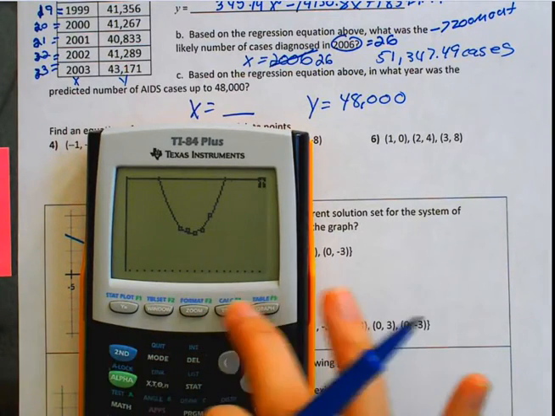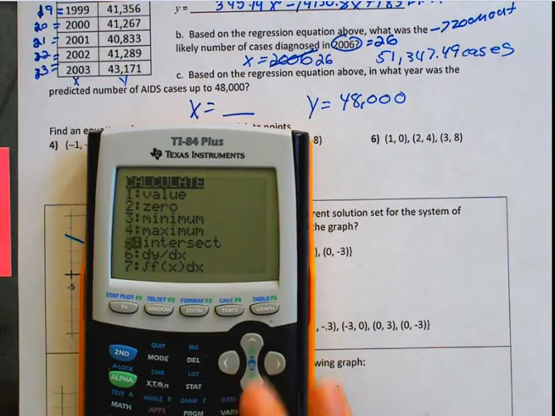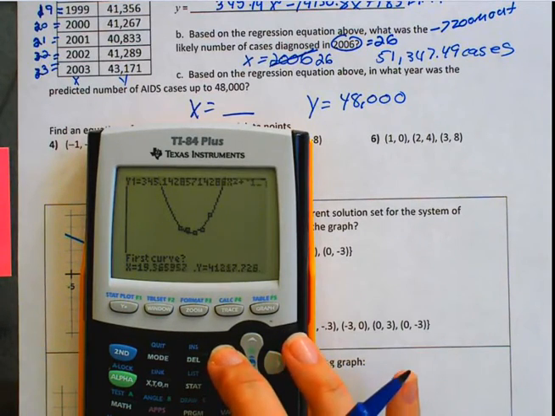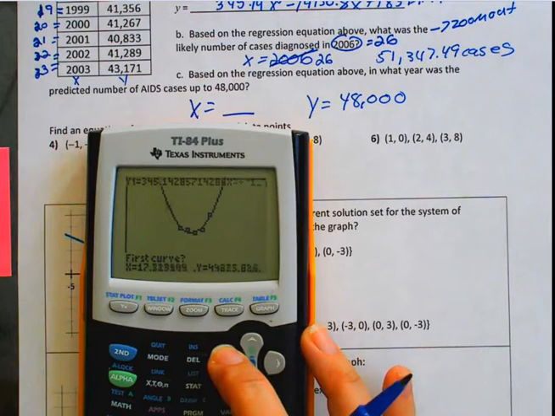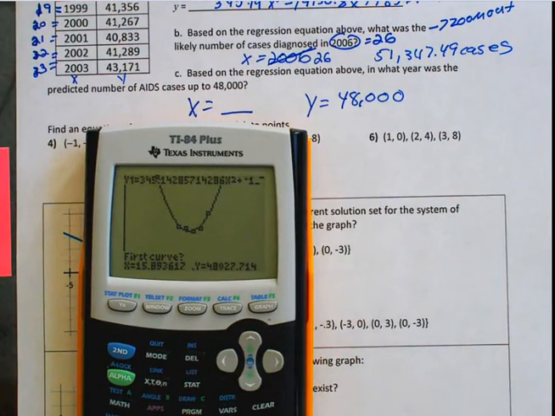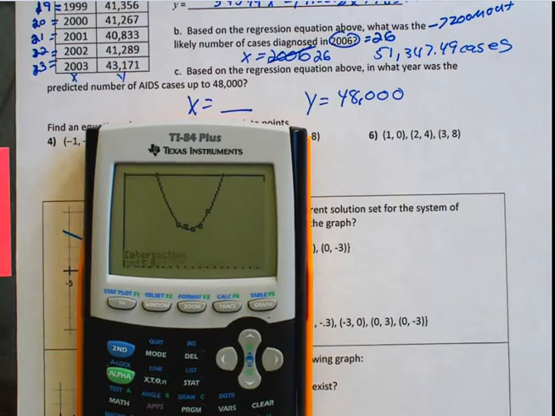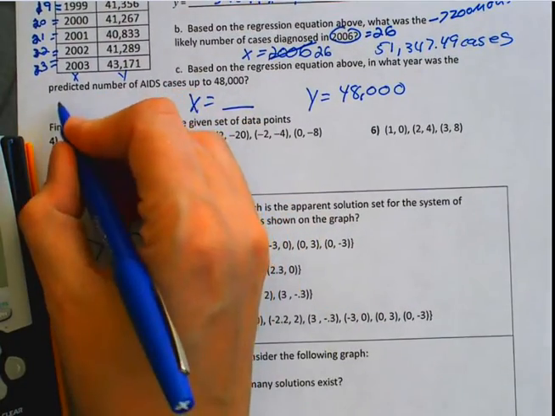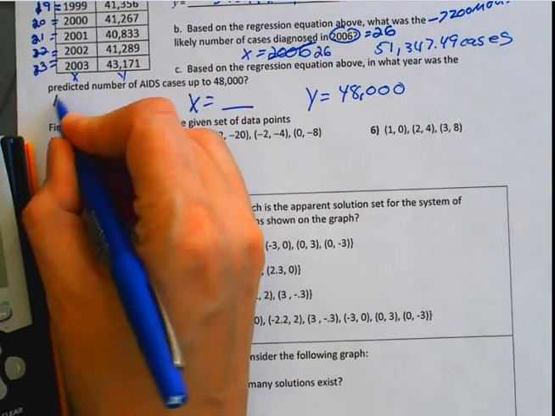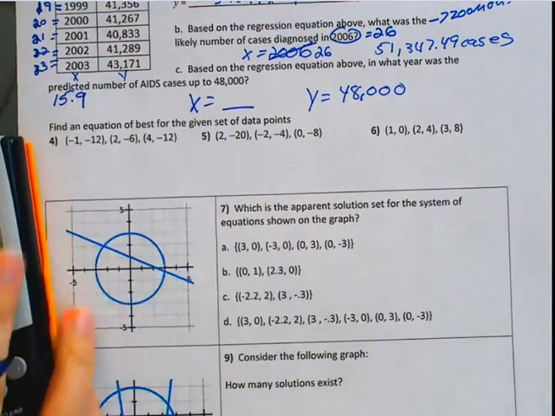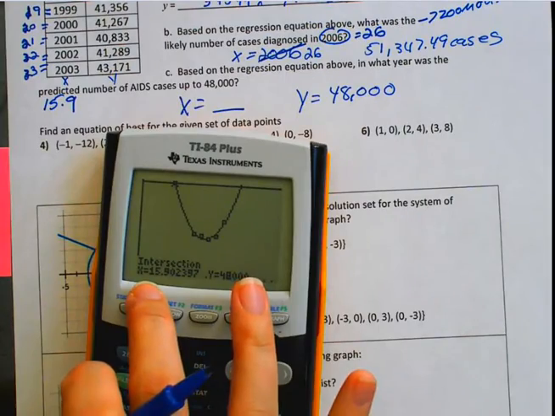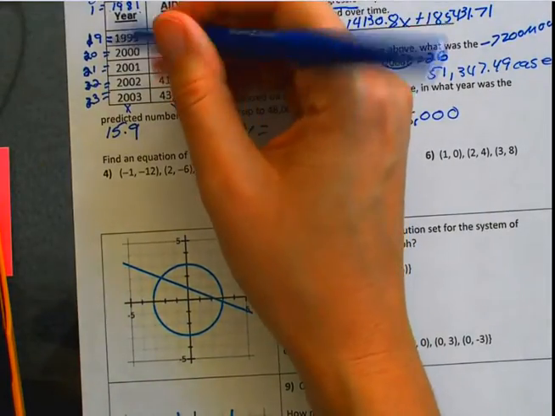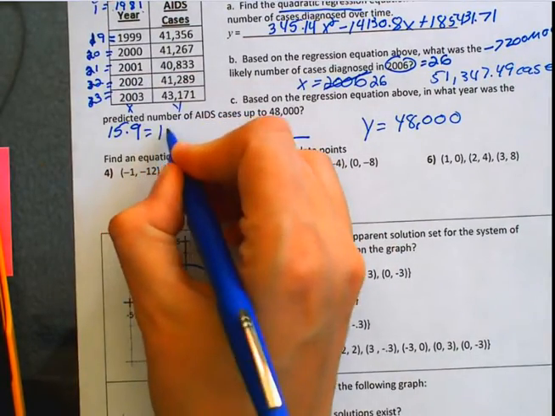So intersection, second trace, number 5, and what you want to do is move up to where the intersection is, because you're going to have to do this twice. Okay, and then press enter 3 times. So we have 15.9, but remember 15, if we look at this chart right here, is going to be 1985.